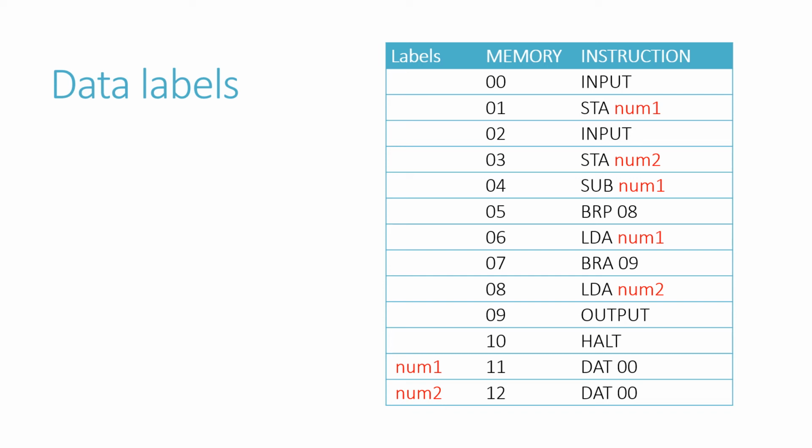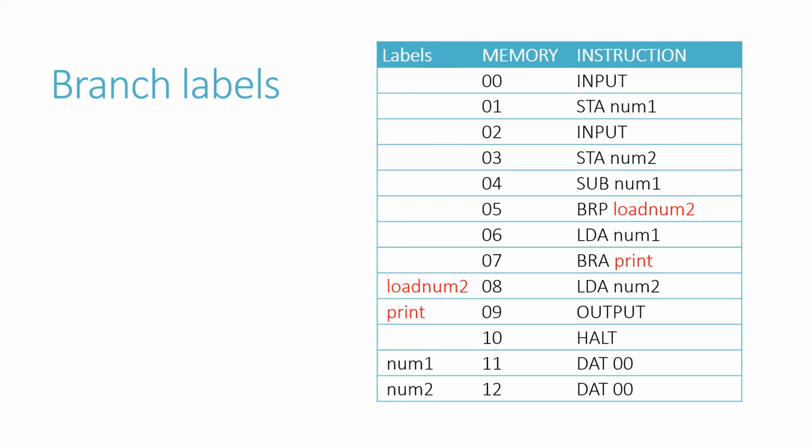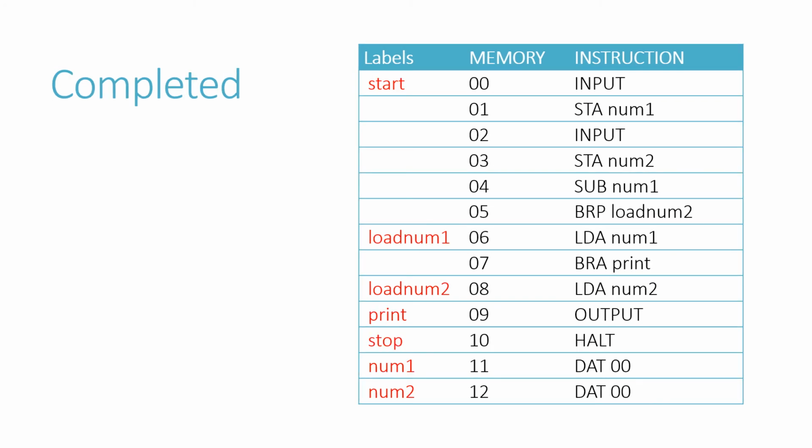So here's a very simple example. I've labelled the two data locations num1 and num2. And I've labelled the locations that we have to branch to as load number 2 and print. And I've also put in stop and start labels. So this is the completed program using labels. The way that I've set it out here is how you would write it on paper. Remember, LMC is a simulated language, so it's not identical to any particular assembly language program.